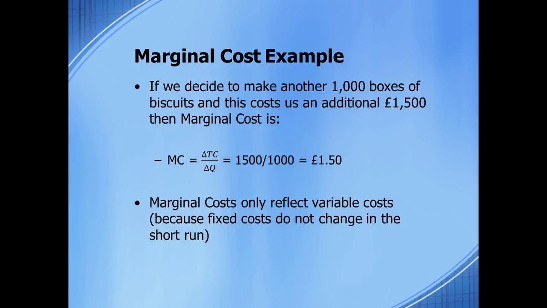If we have a marginal cost example, thinking of the biscuits, if we decide to make, say, another 1,000 boxes, and this costs us an extra £1,500, then the marginal cost here, as we can see, comes out at £1.50. Now the marginal costs only reflect the variable costs, because the fixed costs don't actually change in the short run, and this marginal cost concept only applies in terms of the short run, and it only occurs over a period of time when some of the costs are fixed.